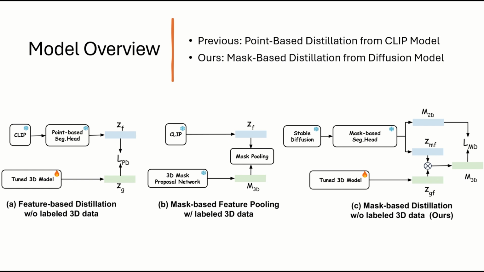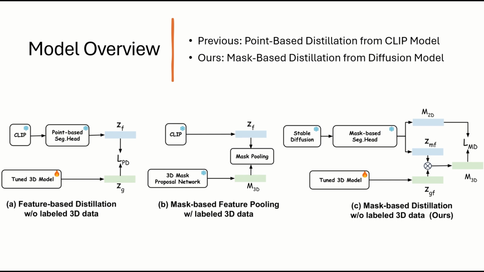Existing open vocabulary 3D perception models can be mainly divided into two branches. The first branch directly minimizes the per-point feature distance between the CLIP-based model and the 3D model, as shown in Figure A here. The second branch uses a 3D mask proposal network, which needs to be trained on labeled 3D data to produce class-agnostic masks. And then the model pulls corresponding representations from the CLIP feature map.